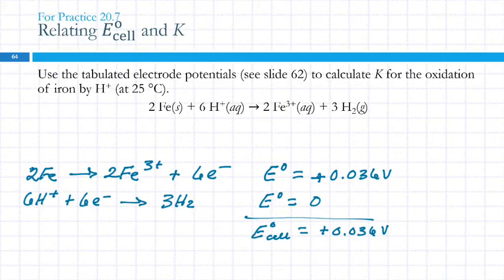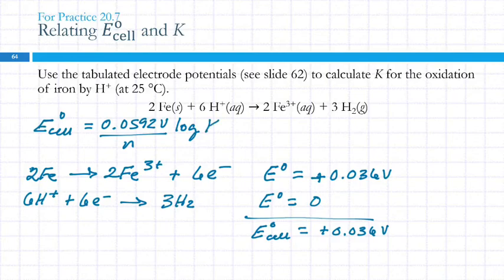We need that so that we can use our equation. So we just learned that the standard cell potential is equal to 0.0592 volts divided by N times the log of K. We need to identify what N is. N is the number of electrons, moles of electrons. And so here in the balanced chemical equation, it's 6.